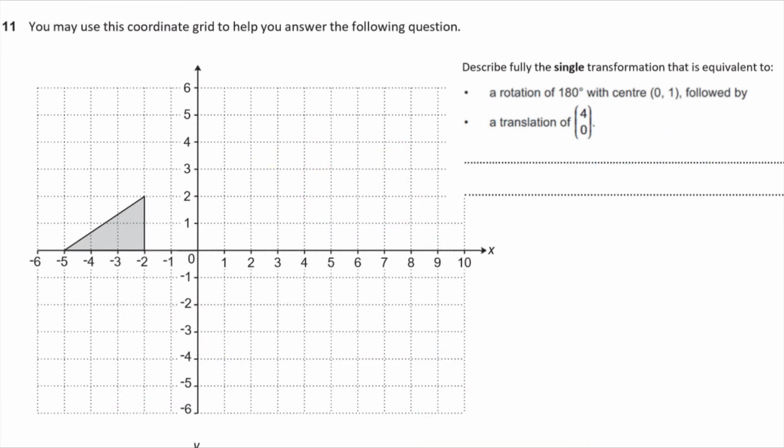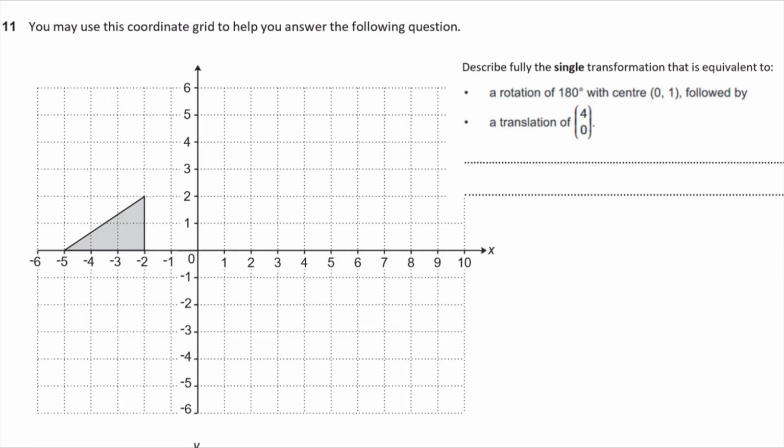Question 11. You may use the coordinate grid to help you answer the following question. Describe fully the single transformation that is equivalent to a rotation of 180 degrees with centre (0, 1), followed by a translation of (4, 0). Okay, we don't have to actually draw anything here, we just need to write the solution down, but it's going to be pretty difficult without actually carrying it out, I think. We're going to carry it out, look at what we've got and then describe what we've got. That's going to be the easiest way to answer it.